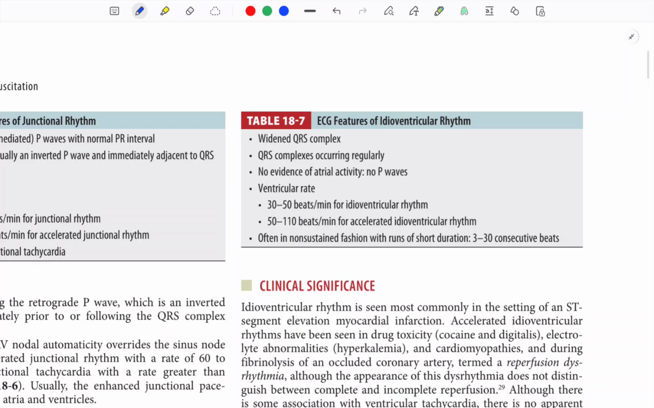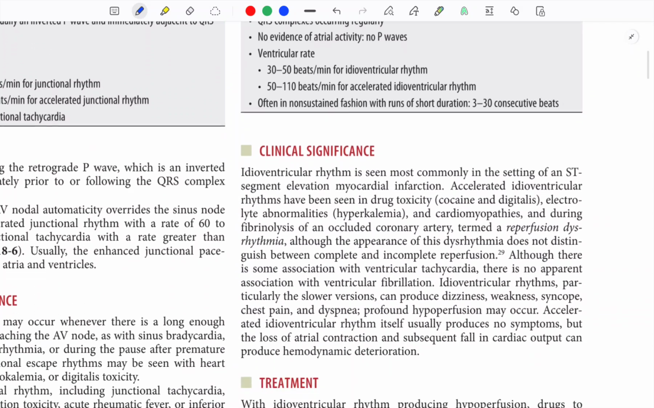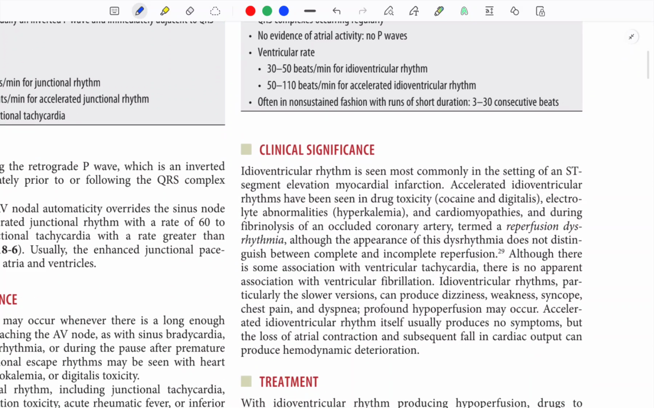What are the ECG features of idioventricular rhythm? It is going to be a wide regular rhythm with no P wave. A rate between 50 to 100 is called accelerated idioventricular rhythm. What is the clinical significance? It is seen in reperfusion in STEMI. It is caused by drugs like cocaine and digoxin, and seen in hyperkalemia. You can find any ECG finding in hyperkalemia.